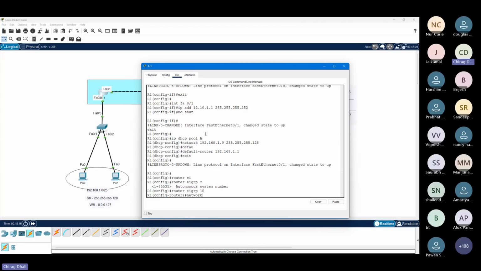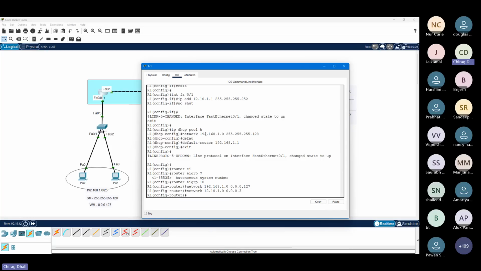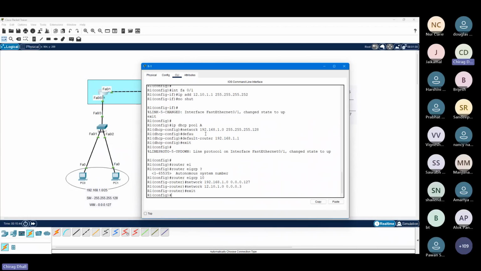Then I'll add my directly connected networks, saying network 192.168.1.0. But along with that, I will accompany the wildcard mask here, which is 0.0.0.127 for my first network. Similarly, network 12.10.1.0 with a wildcard mask of 0.0.0.3. That's all. Exit.